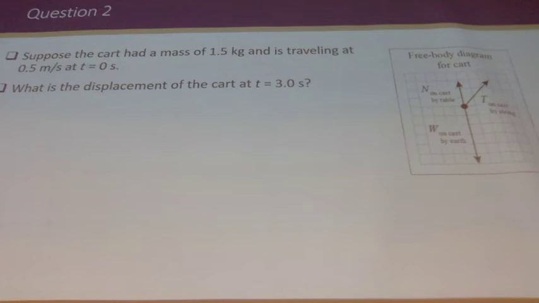Suppose the cart has a mass of 1.5 kg, traveling at 0.5 meters per second at t equals 0. What is the position of the cart at t equals 3? So this question is going to combine chapter 2 kinematics, linear kinematics, with Newton's laws.